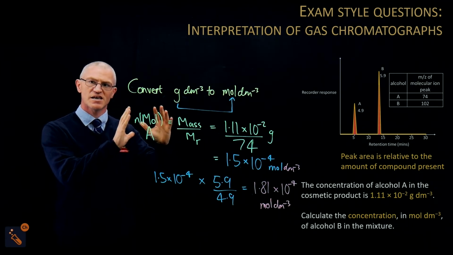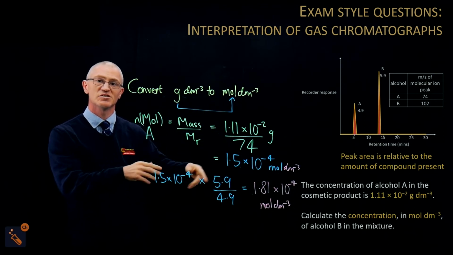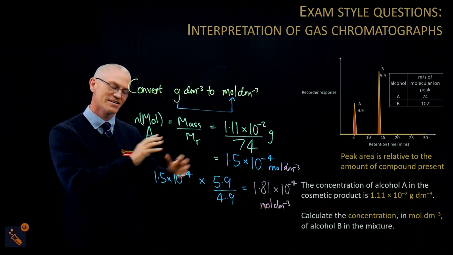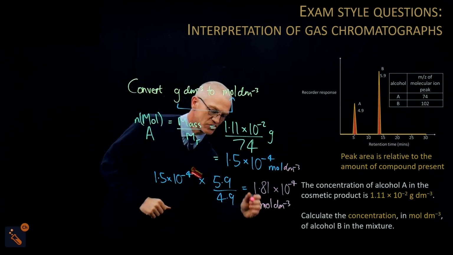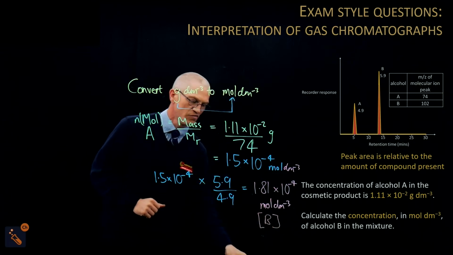And that is how you use a gas chromatogram to take the relative peak area of A, convert the units to moles per decimeter cubed, and then use that to give you the concentration of B.